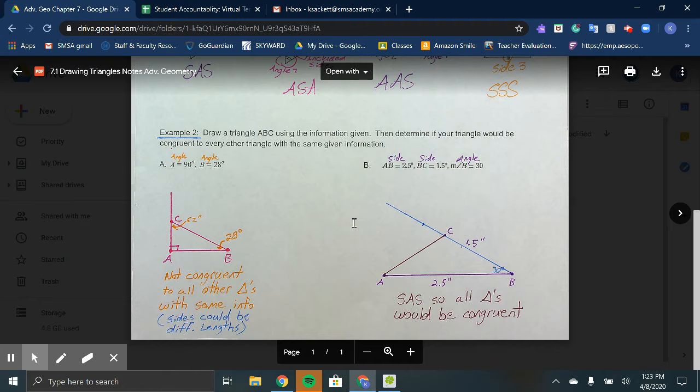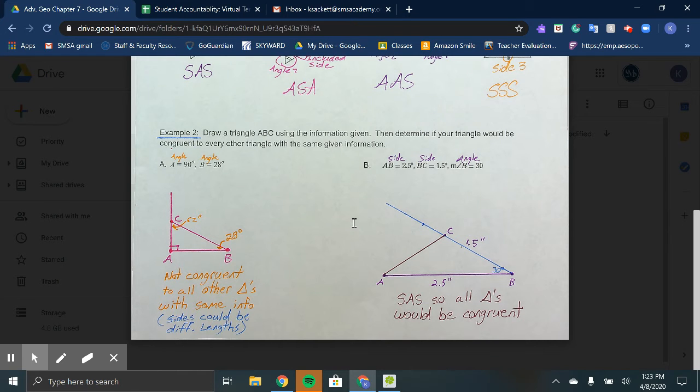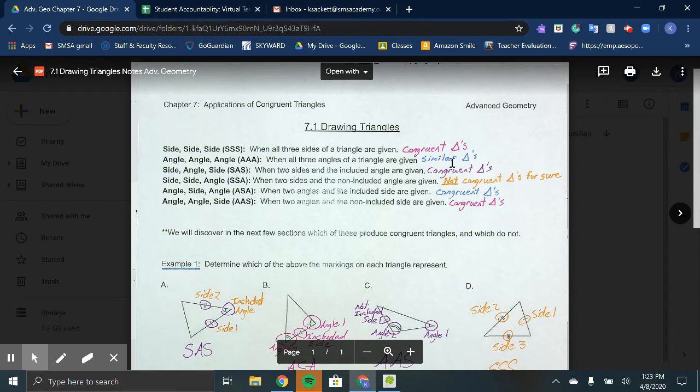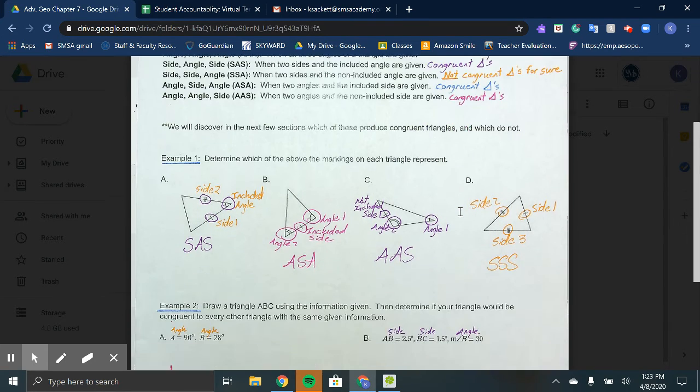The other task that you'll be given today is they will give you pieces of information and ask you to draw the triangle based on the given information. Then they will ask you to determine if all other triangles with the same information would have to be congruent. And that's where you'd want to look back up at this information on the right-hand side.